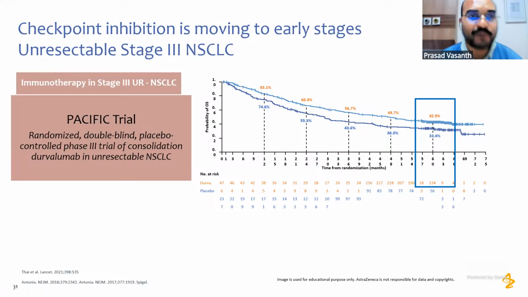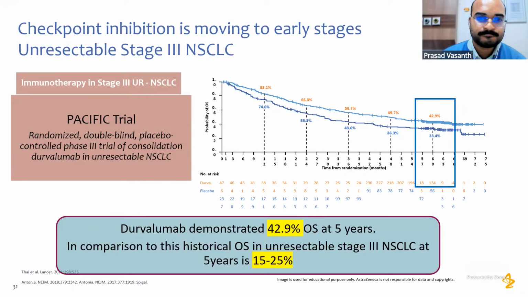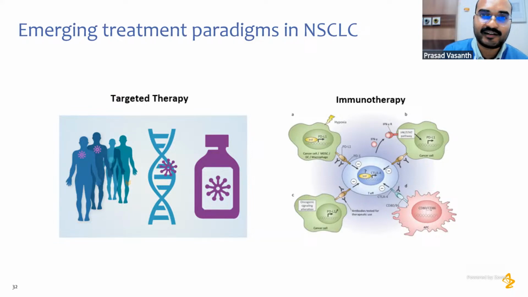So these checkpoint inhibitors are moving to the early stage in resectable and unresectable lung cancers, stage 1B to stage 3. Prior to the incorporation of checkpoint inhibitors in resectable lung cancers, there is a notable trial, the PACIFIC trial, where the checkpoint inhibitor was given as maintenance therapy in unresectable cases, and which showed improved overall survival at 5 years of roughly around 43% in comparison to the historical overall survival in unresectable stage 3 cancers.